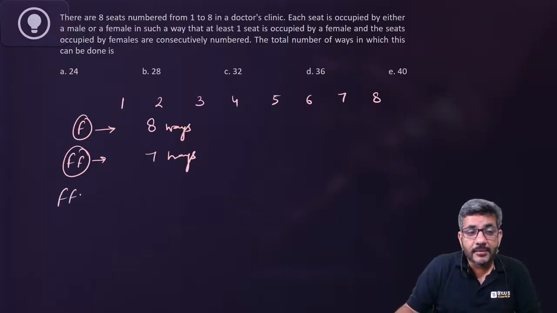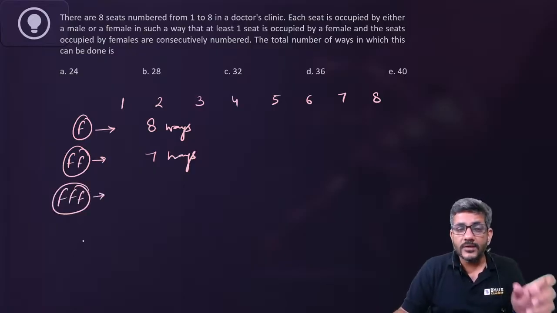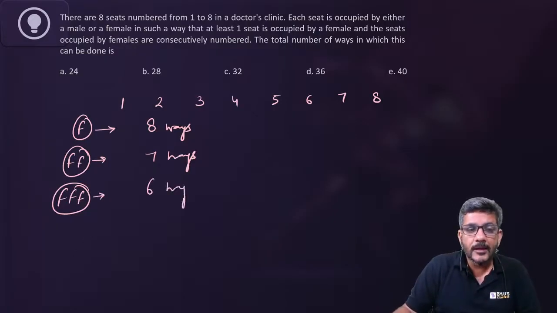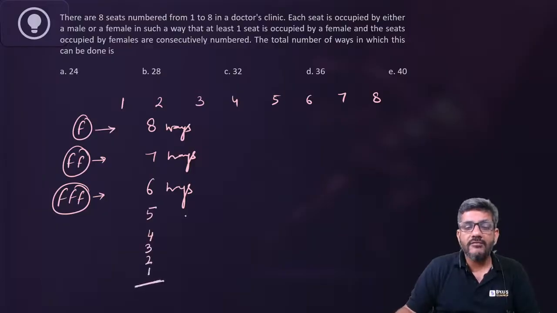If there are 3 females, they also should be consecutive. Where else can they be? 1, 2, 3, 2, 3, 4, 3, 4, 5, up to 6, 7, 8. So there are 6 ways. And that way, if 4 females are there, 5 ways. 5 females, 4 ways. 3 ways, 2 ways, 1 way. And I cannot have 9 females, of course.